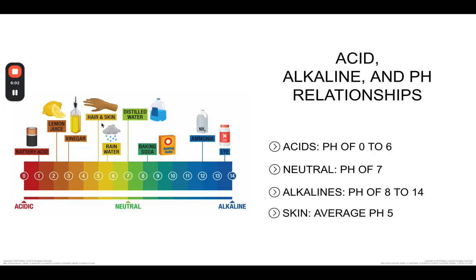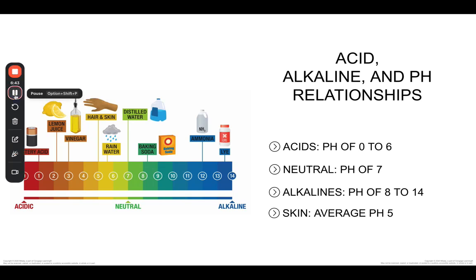So let's break down acid, alkaline, and pH relationships. To understand the strengths of peels and the different formulations, it is important to understand acid, alkaline, and pH relationships. pH is especially an important consideration in the peel process. You definitely want to know the pH scale and know where your peels fall on the pH scale, and you also want to know what to do in order to neutralize your chemical peels.